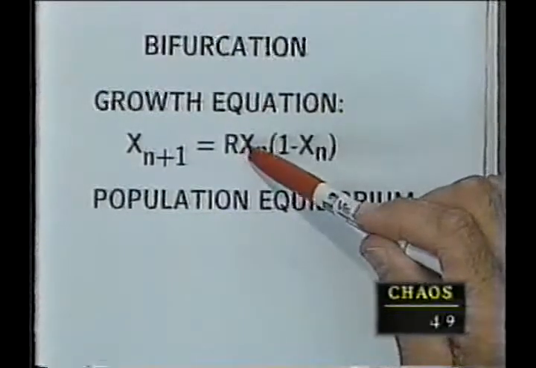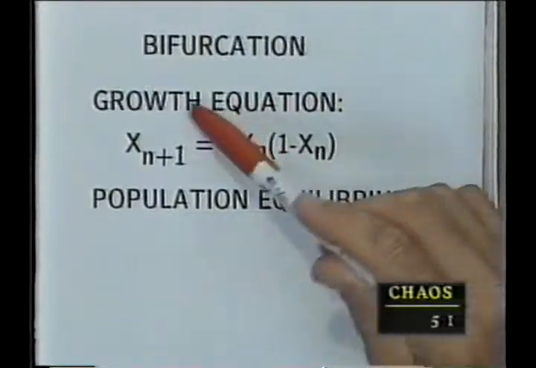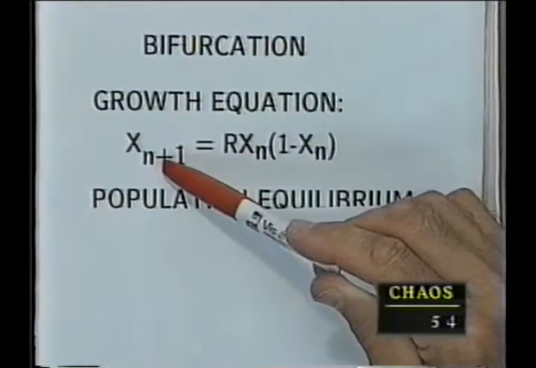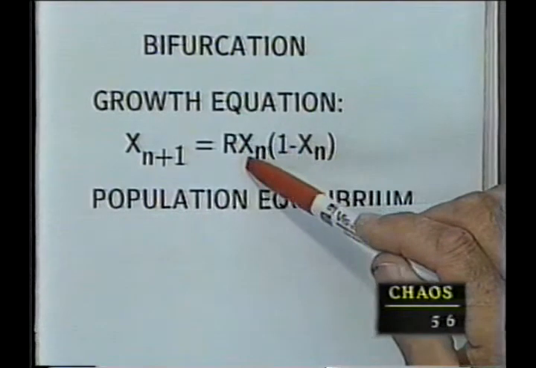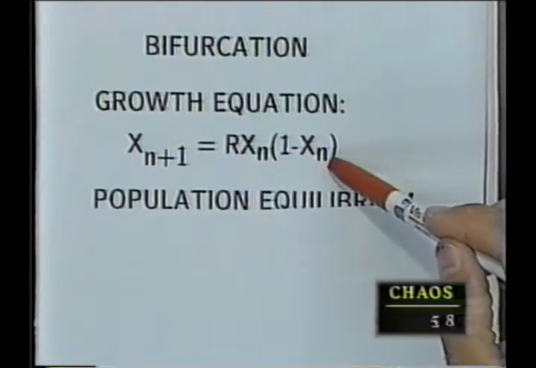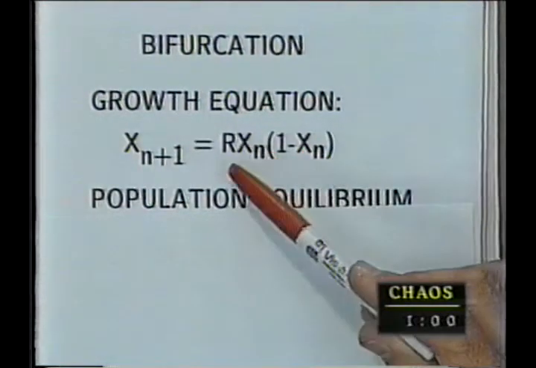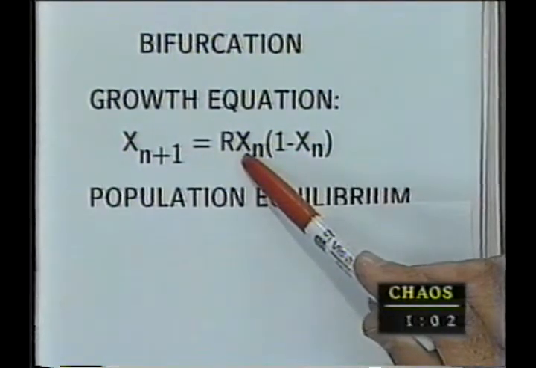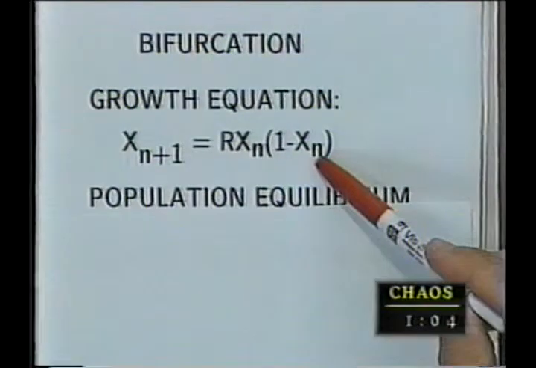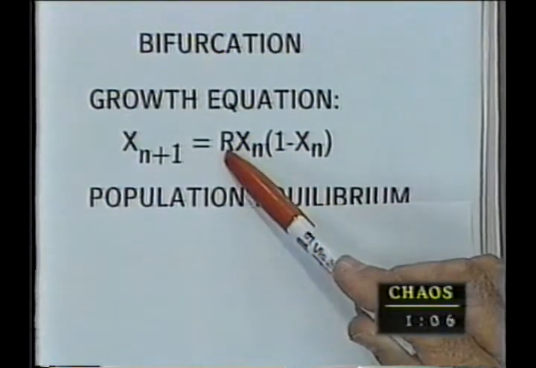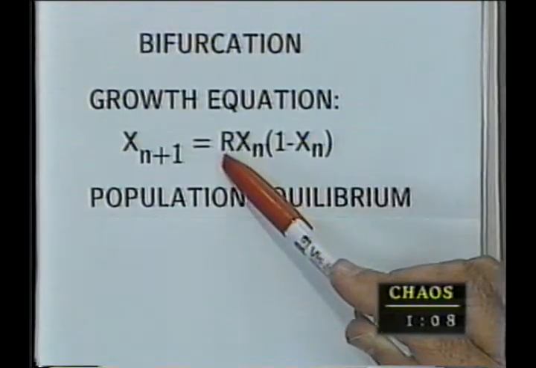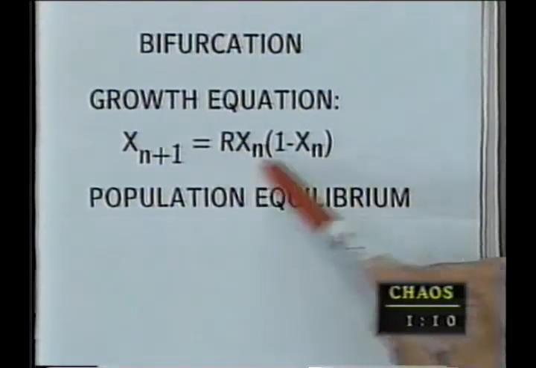So if x is the number of insects there at time n, x_{n+1} is the number of insects the following year, and they found that this is the equation relating insects from one year to the next. You take the population, the fraction of total, times 1 minus x, and multiply it by some equilibrium constant, r, and that's the number of insects.